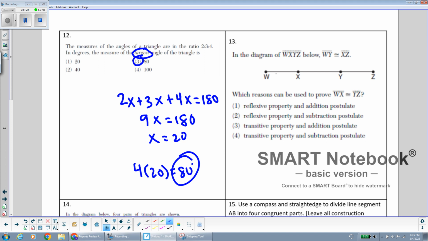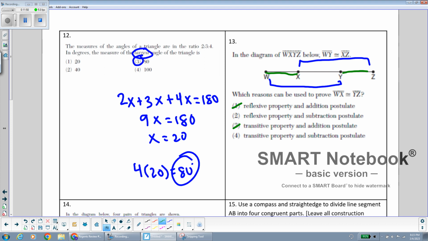We are given that WY is congruent to XZ. Those are pretty long segments. And we want to get information about WX, which is shorter than WY, and YZ, which is shorter than XZ. So already I see that we're making things shorter. That's going to be subtraction, not addition.